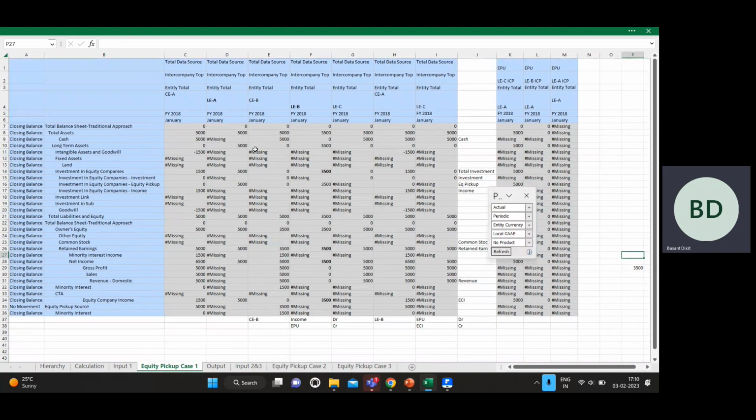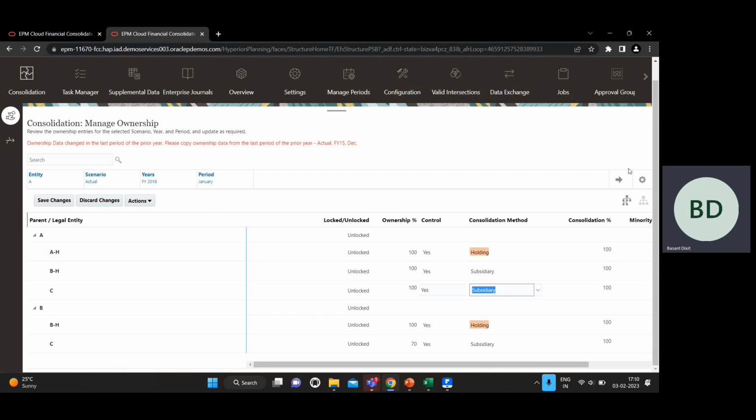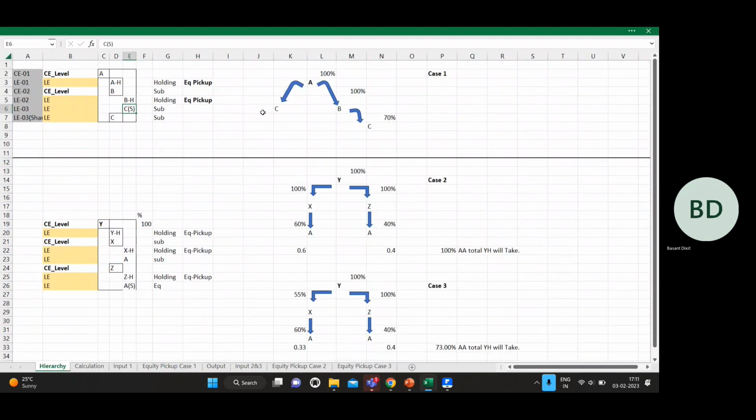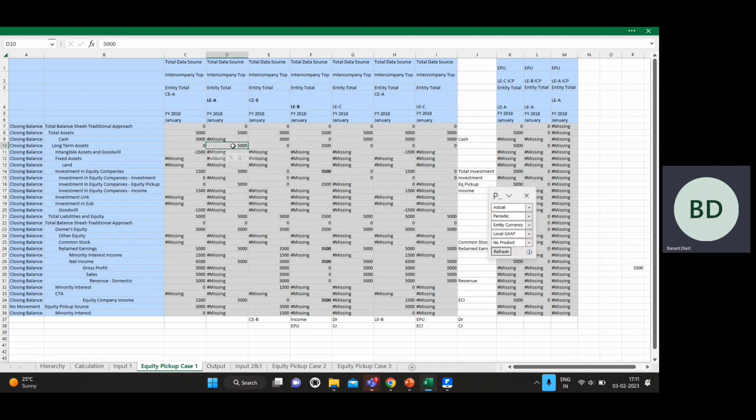So what you can see at the A level, like the holding level of A. Okay, so because A has a 100% stake, I will show you at the legal entity level also. A will take 100% of C. Why is it happening? Because A already had a 30% stake, and 30 plus 70 comes to 100%. So that is why A is taking all the revenue, all the figures in its balance sheet at the holding level, and all the figures are coming at the equity pickup, and at the ECI, that is equity company income, it is coming as 5,000 also. Okay, so this is the holding company at which you can see the figures.